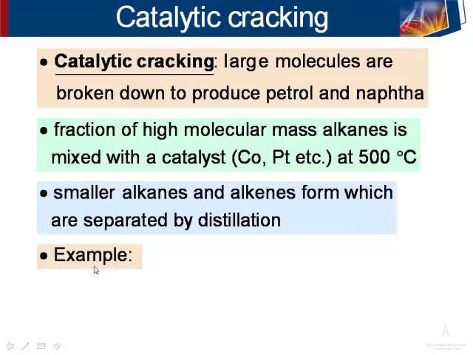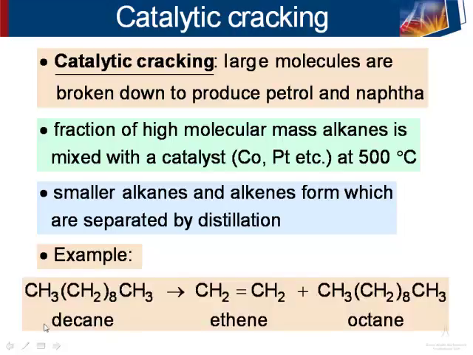An example of this process can be seen in decane, which is a 10 carbon long chain, dec 10, so a 10 carbon chain, a much longer chain, and it's broken into two smaller chains. Ethene, which is an alkene because it has a double bond, which is 2 carbons, and octane, which is an 8 carbon chain.